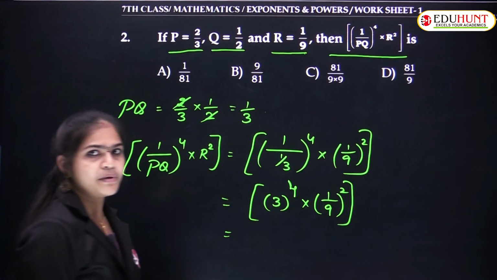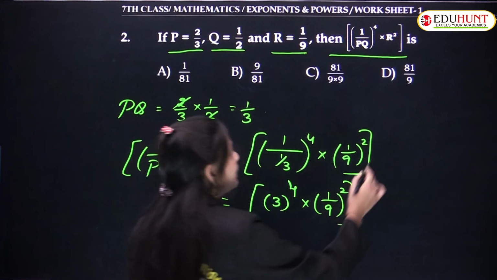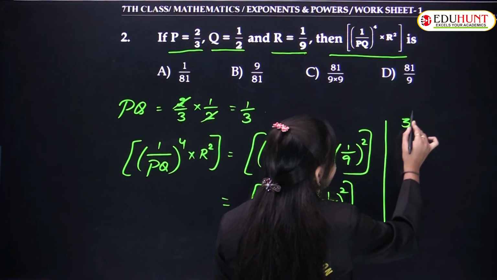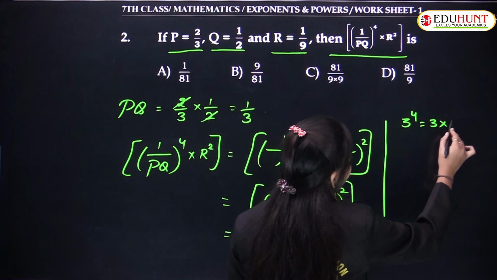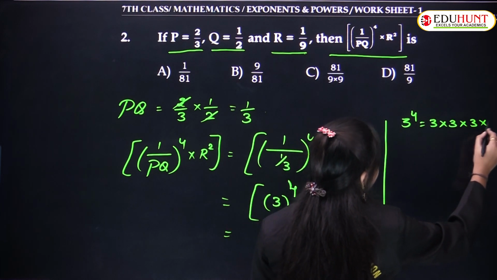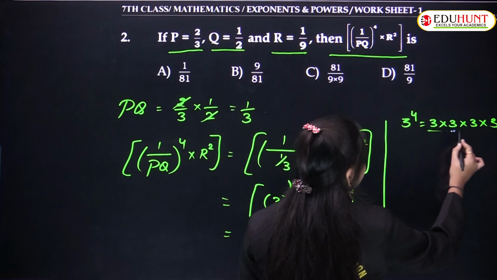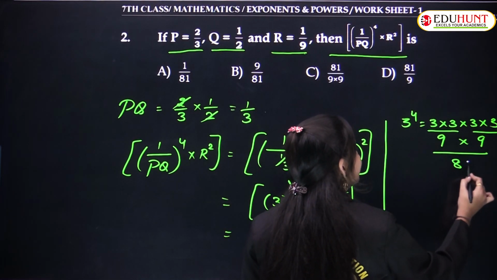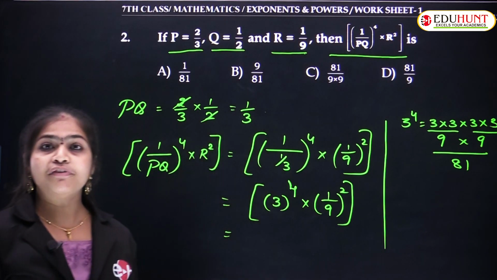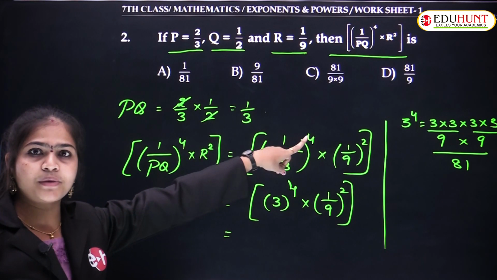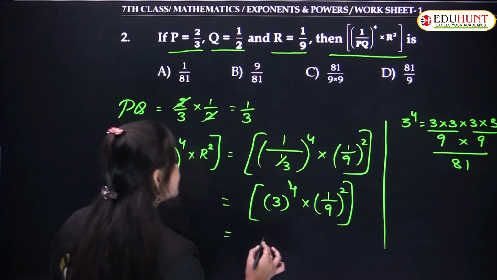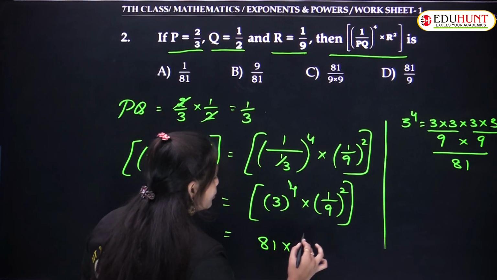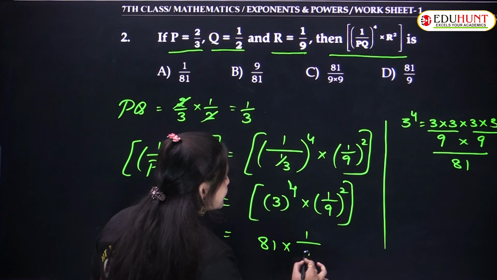Okay? Now simplification. 3 power 4 means 3 multiplied by itself 4 times. 1, 2, 3, 4. 3 3s are 9 and here 3 3s are 9. Again 9 9s are 81. Clear? Finally, what is the value of 3 power 4? 81, which is equals to 81 into 1 by 9 square.